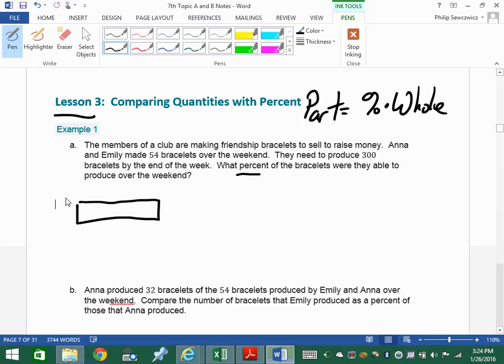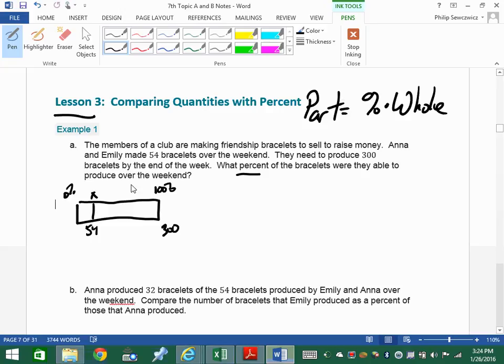So, setting up their percent-wise goes from 0 all the way up to 100. I don't know what the percent is. I do know the whole amount. They want to get all the way up to 300, and so far they've made 54. So again, I don't know what the percent is we're dealing with. So again, the visual helps to show you where we're setting things up.